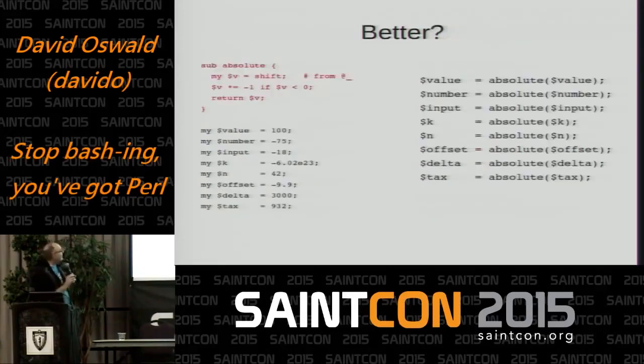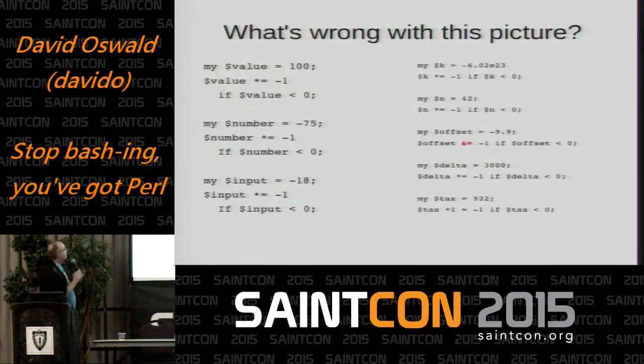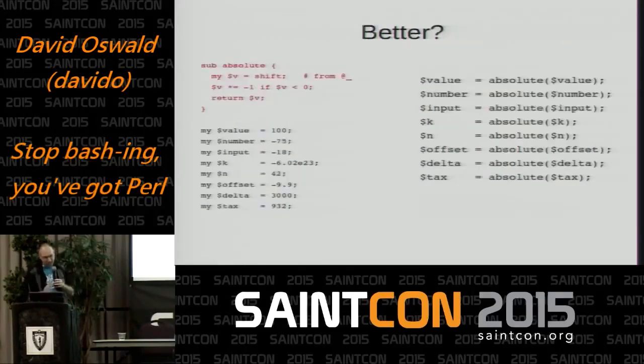So why don't we do this instead? Each of these was supposed to be doing the same thing, times equaling something. So why don't we just make a subroutine that does it? Sub absolute, my value is shift, that takes the first parameter. V times equals minus 1 if V is less than 0, and return V. Now we've turned all of these into one subroutine that we can call again and again. Value equals absolute value, num equals absolute num, input equals absolute input. We're not going to introduce mistakes.